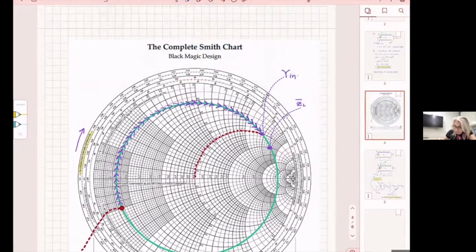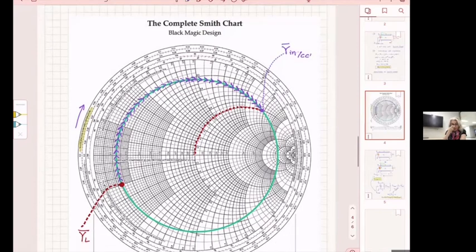In fact, I don't need ZL anymore, if you like. I don't need that part. I can remove it since I'm working with admittances. So this is y in at CC prime normalized. Okay, so far so good.